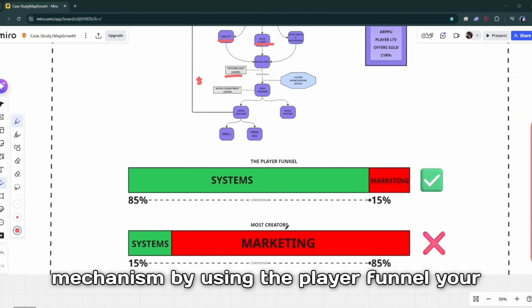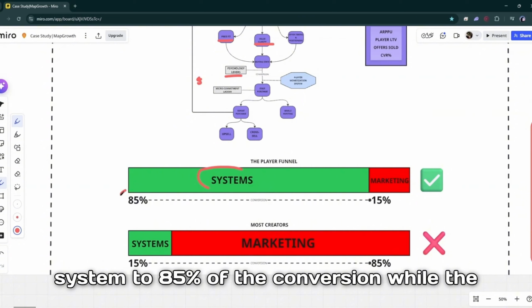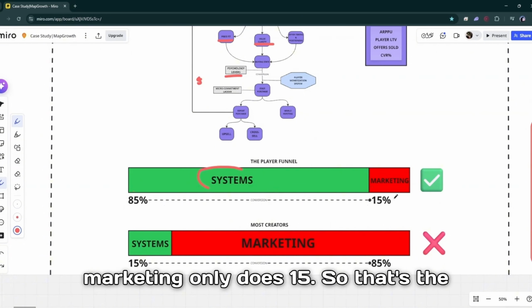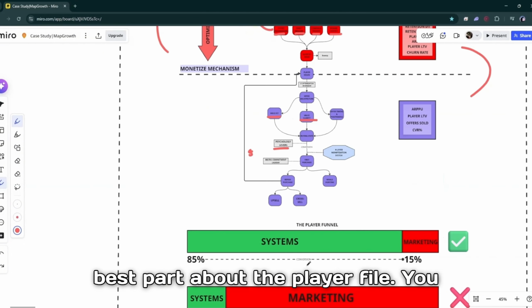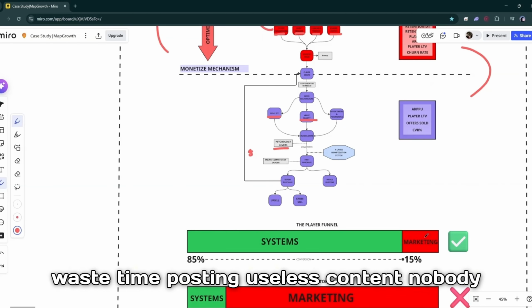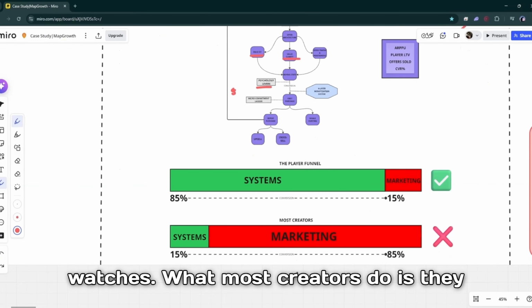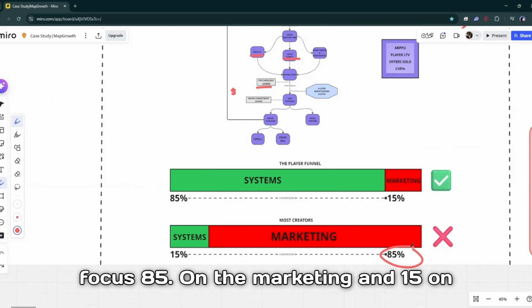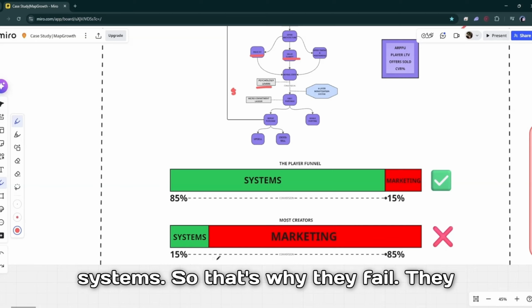By using the player funnel, your system does 85% of the conversion, while the marketing only does 15%. So that's the best part about the player funnel. You don't even have to market your map and waste time posting useless content nobody watches. But what most creators do is they focus 85% on the marketing and 15% on systems. So that's why they fail.